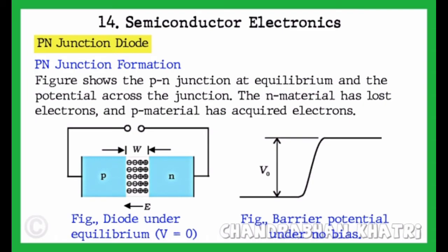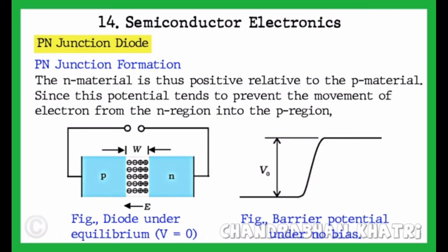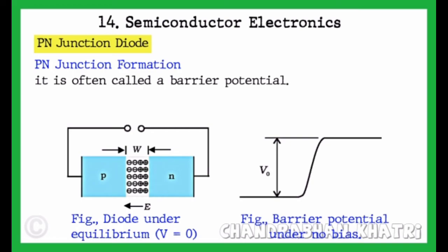The N material has lost electrons and the P material has acquired electrons. The N material is thus positive relative to the P material. Since this potential tends to prevent the movement of electrons from the N region into the P region, it is often called a barrier potential, as you can see in this diagram.